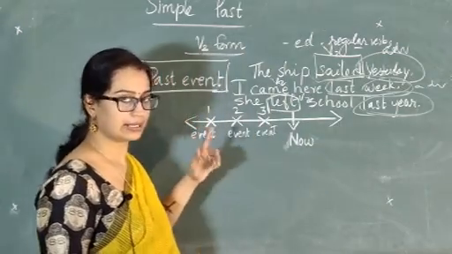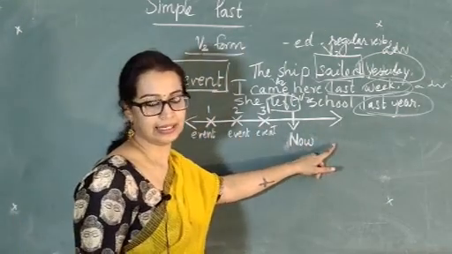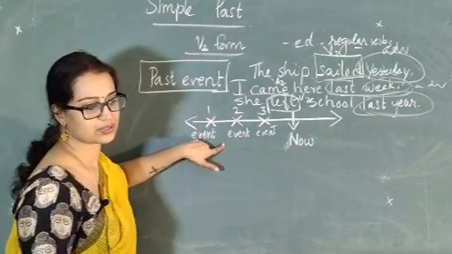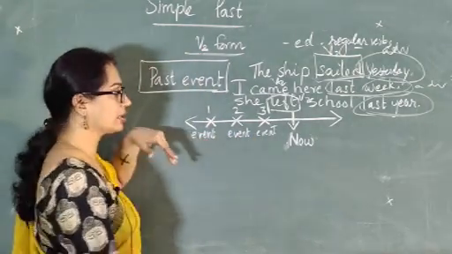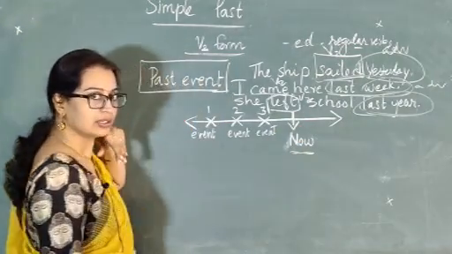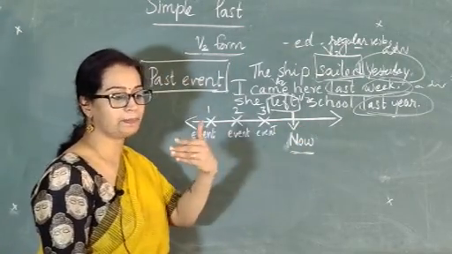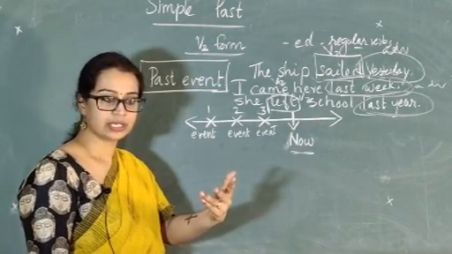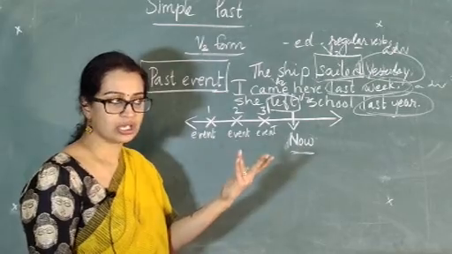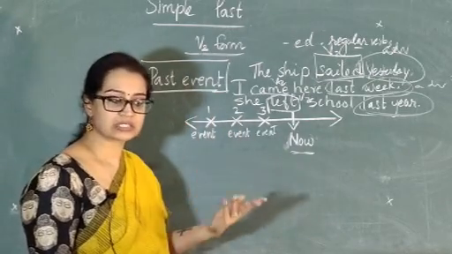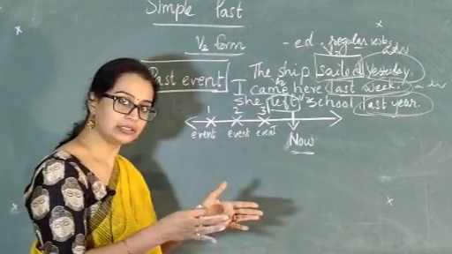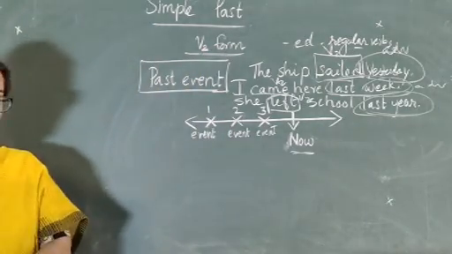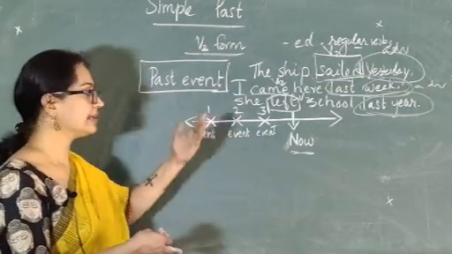Now let me explain this with a timeline. Now look at this timeline, my dear children. If you look at this, when you use simple past, we talk about a time before now. Now this is the present. We talk about the past, which is finished, it's over. It can be an action, an event, a situation, all that started and ended in the past, not continuing right now. It started and it ended in the past.